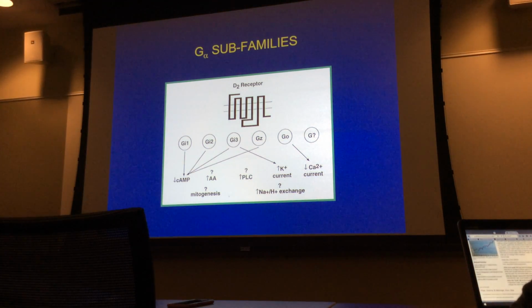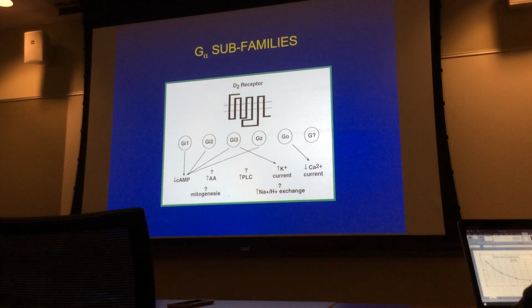There are subfamilies of G-alpha. We don't know much about these, but you will run into them in the literature. So here is an example of different subfamilies of G-alpha subunits that interact with the D2 receptor. The D2 dopamine receptor is an inhibitory receptor, and it binds to G-alpha GO. I'm sorry, GI and GO.